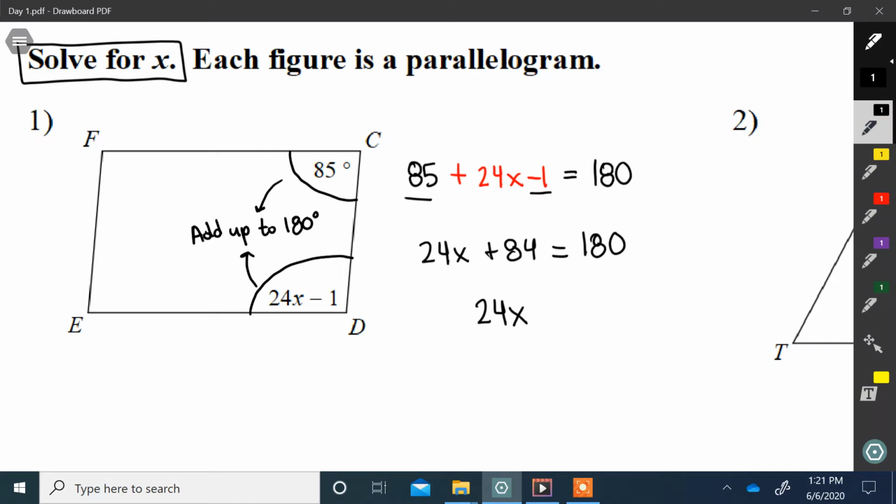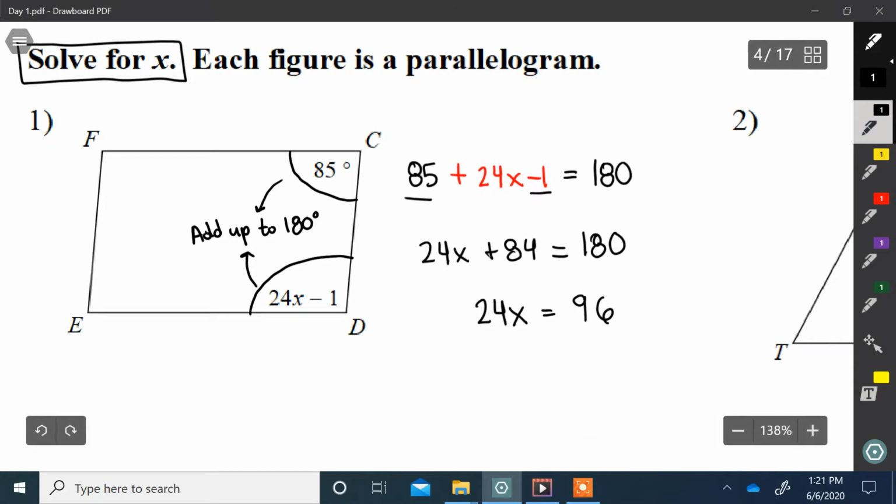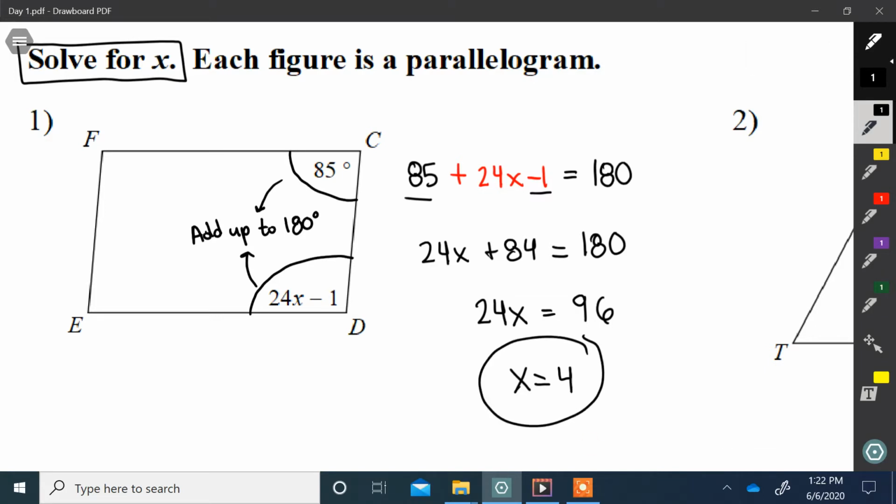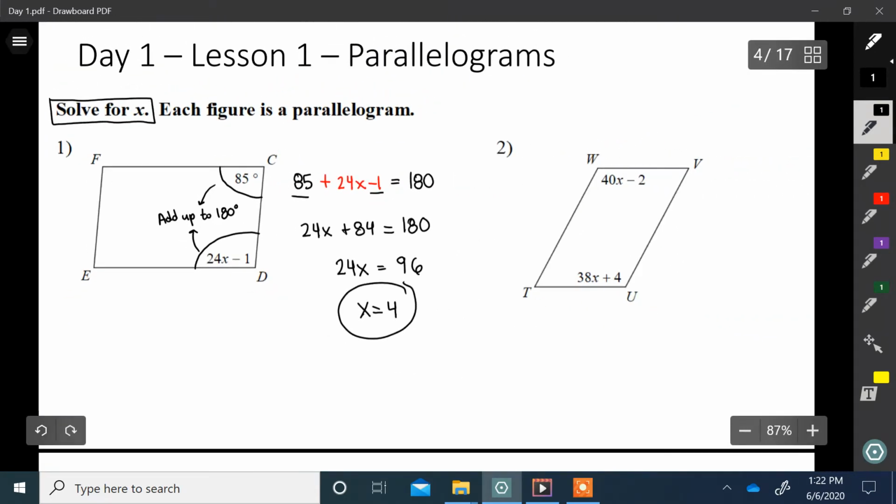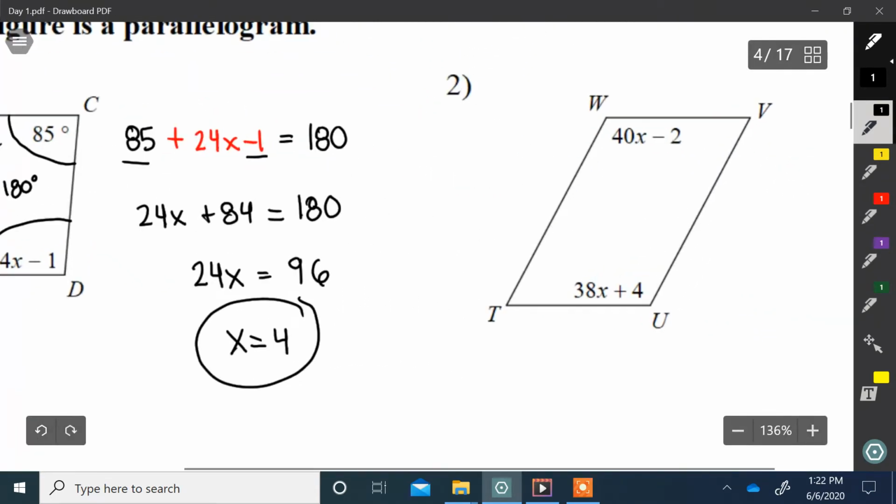Okay, I'm going to subtract 84 on both sides here. So we have 180, and it's okay, I'm using my calculator too because I don't want to think too hard. It's 96, and then that 96, I'm going to divide it by 24. And what I get for x is 4. Okay, so that's how we solve those type of problems there. All right, let's go to number 2 right here.